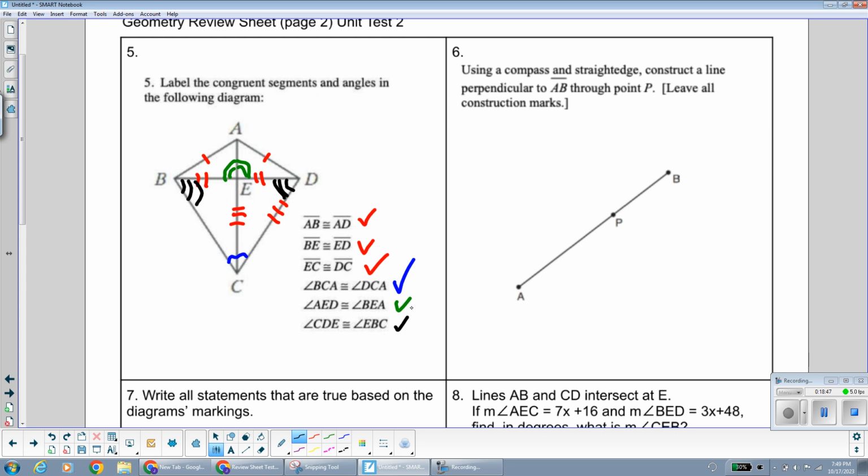Once again, it doesn't matter what marks you make. If you make them look like this or like this with the line sticking up from them, it doesn't matter. As long as I can tell, and you can tell, which ones are congruent to each other, and that it's not misleading and it doesn't make you think that they're all congruent to everything when they're not.